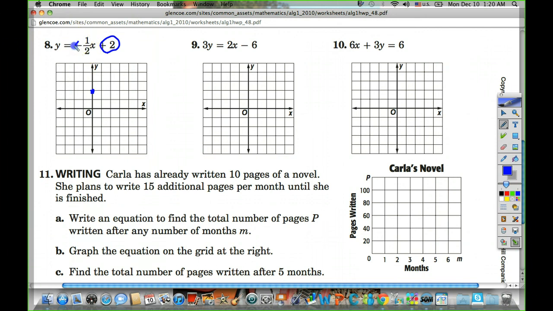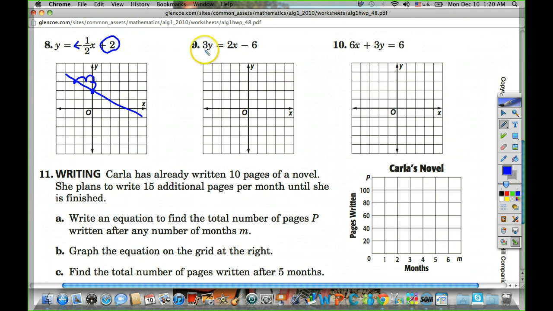Always when it's a negative, you're going to run to the left. Let's rise 1, run 2 to the left, 1 and 2. There's another point. Connect the 2 dots. And if you have a ruler, it would be preferably a nice line if you use a ruler to connect those 2 dots.